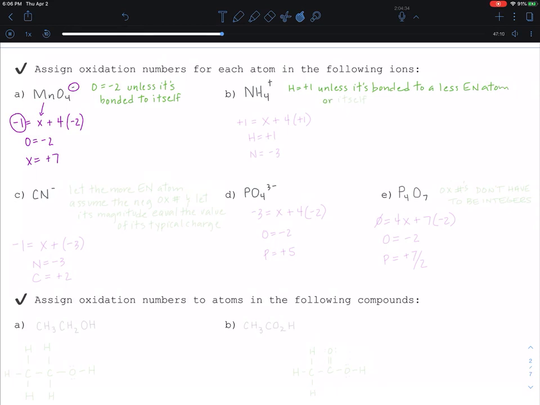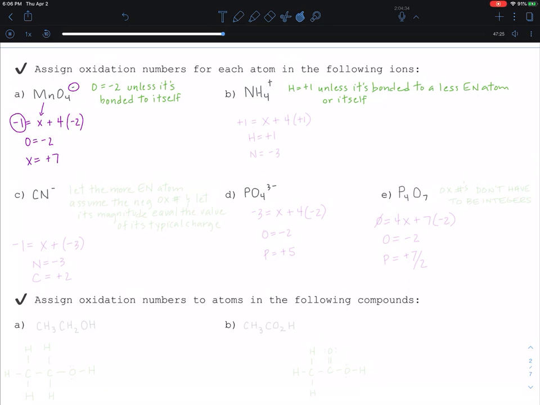Or itself. Right? If something's bonded to itself, its oxidation state for the whole molecule is going to be 0, right? So that's something nice to count on too.